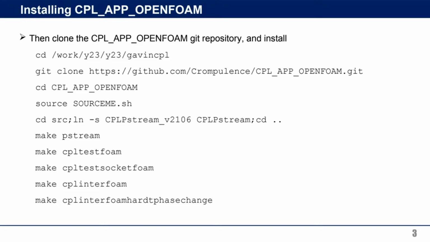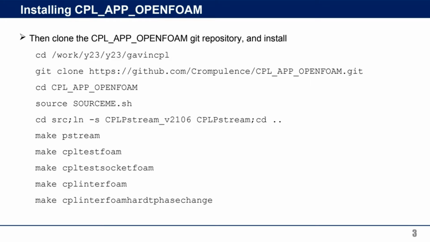The source.me.sh file is different from the previous source.me.sh. The soft link updates the CPL pstream directory to be dependent on the underlying OpenFOAM version. Here, as I said, it's version 2.106. And then the OpenFOAM uses a library called pstream, which in turn uses the MPI library. So what we do here is we make our own pstream version, which builds the CPL version of pstream, and that supersedes the OpenFOAM version.